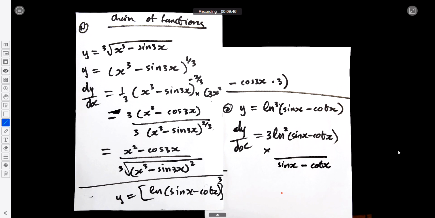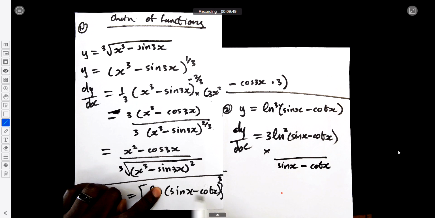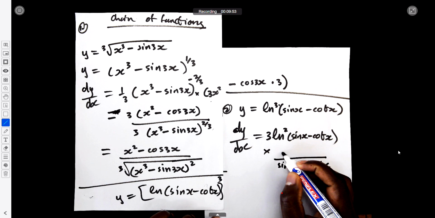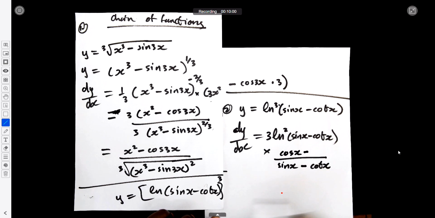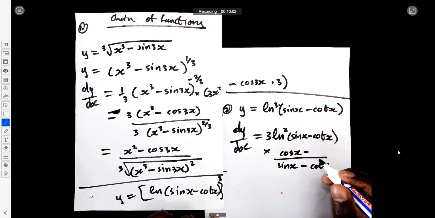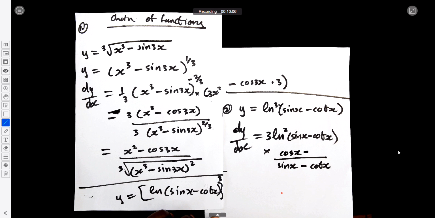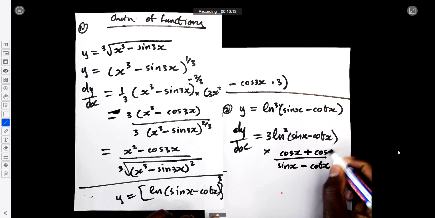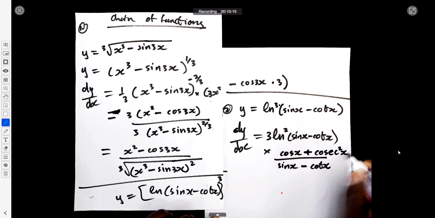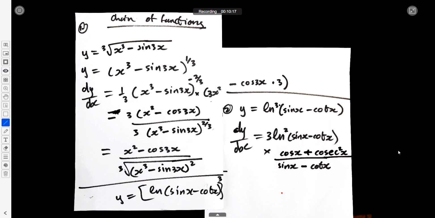But the rule says what? You must even differentiate what is inside the function. In the numerator, we multiply by the derivative of sine, which is cos x. Therefore, minus the derivative of cot x, which is minus cosec squared x. So this will be positive. Now cosec squared x, the numerator. We are done.